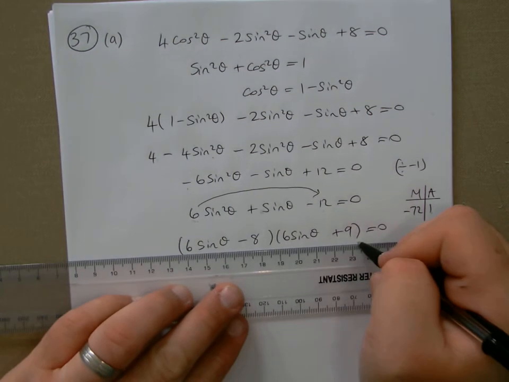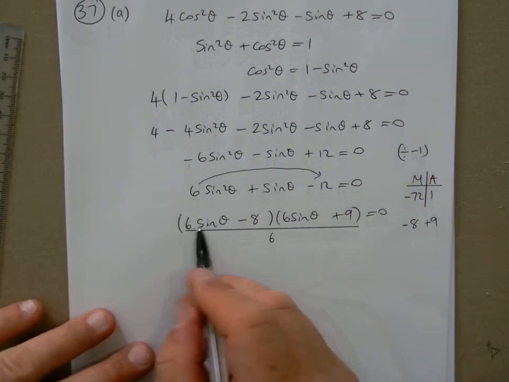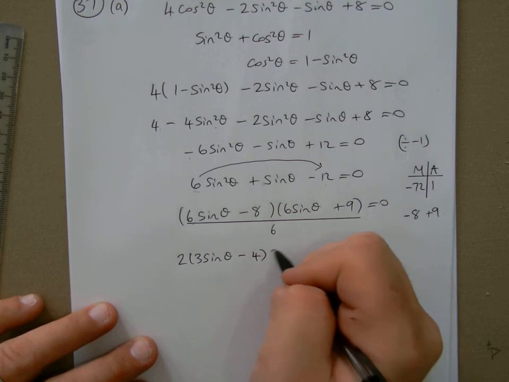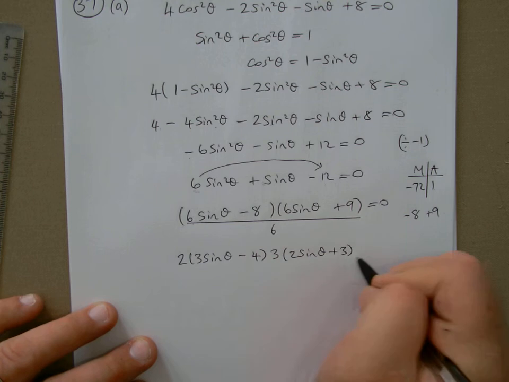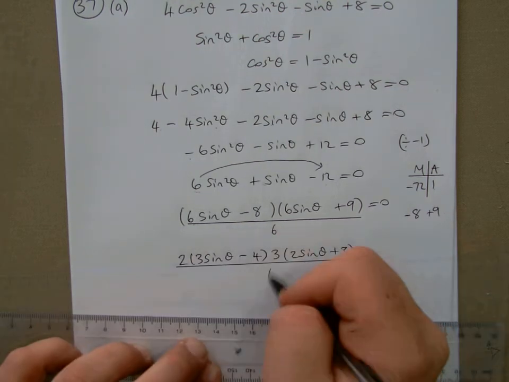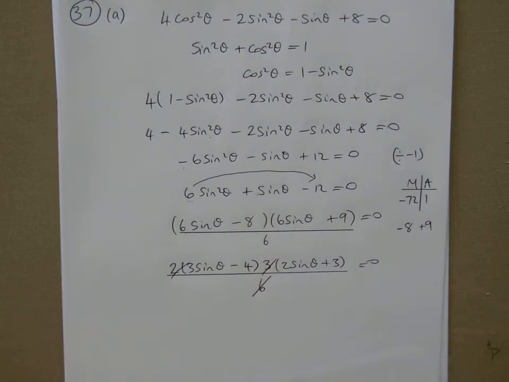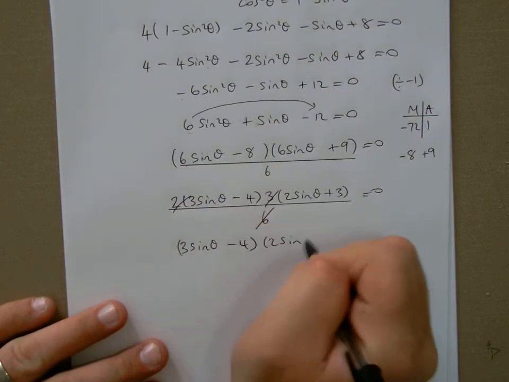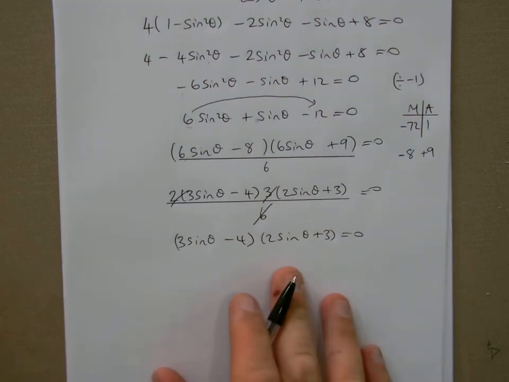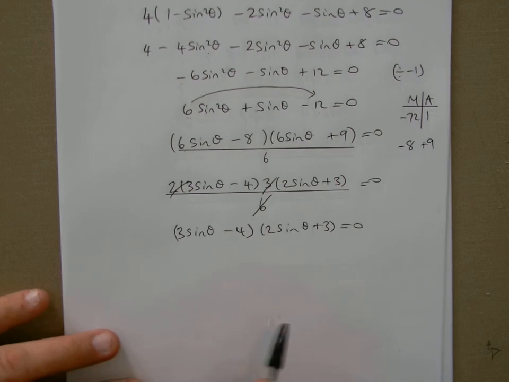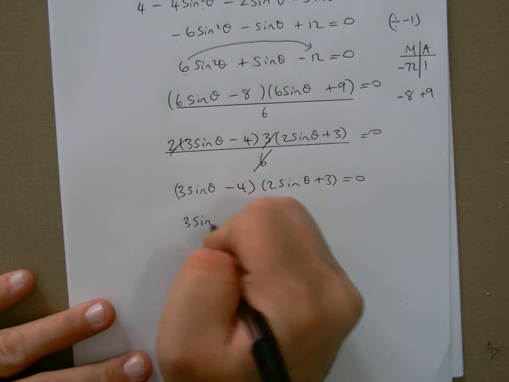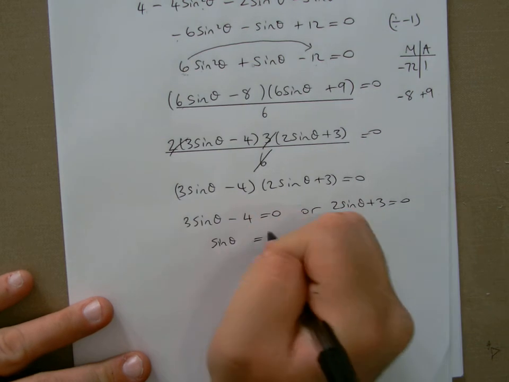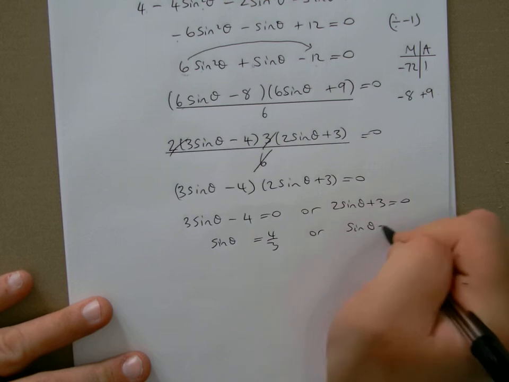And don't forget, we divide by 6, that's the method we use. When you look in the first bracket, there's a common factor of 2, and the second bracket has a common factor of 3. And they will cancel, 2 times 3 on the top, 6 on the bottom. So you get 3 sine theta minus 4, 2 sine theta plus 3 equals 0. So we're expecting results now, which is contrary to what they say. They're saying there's no results. Well, let's see what happens. So you say the first bracket is equal to 0, or the second bracket is equal to 0. And what you get here is sine theta equals 4/3, or sine theta equals minus 3/2.